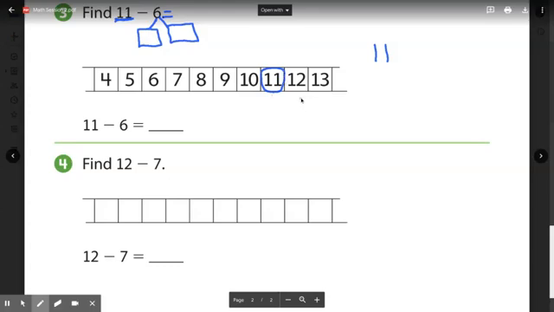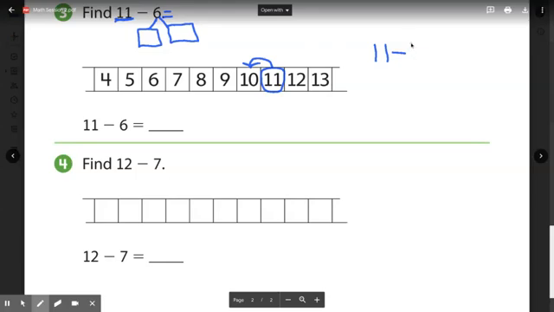And where do we need to go first? You're right, we have to make it to the 10. And why do we have to make it to the 10? Because our target is making 10 to subtract. So how many places did we have to move to get to 10 on this one?